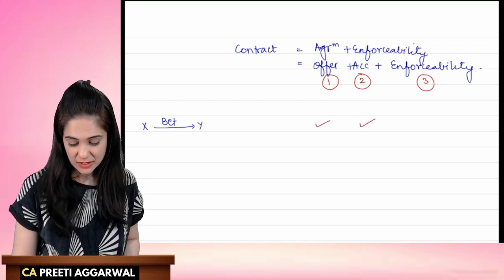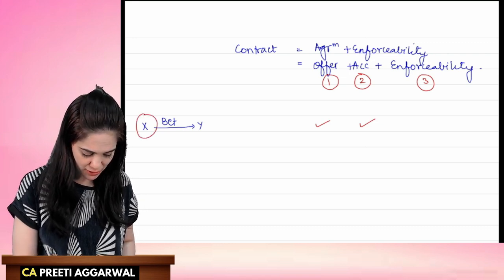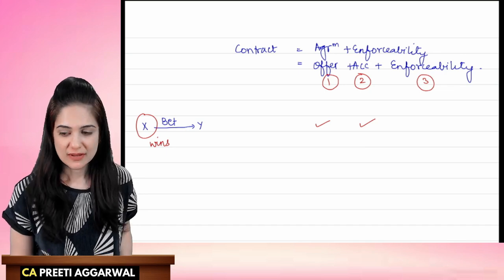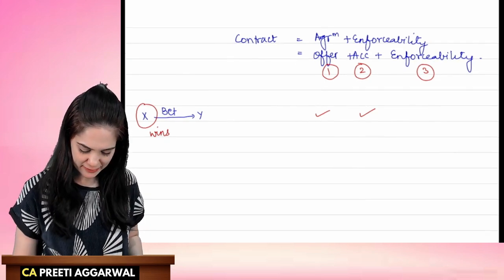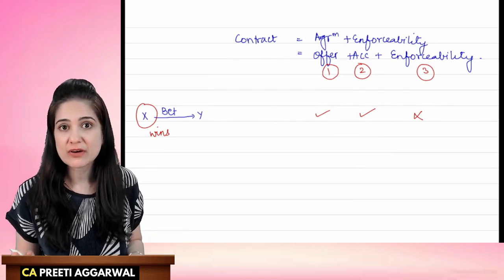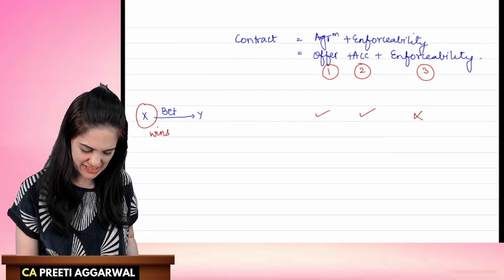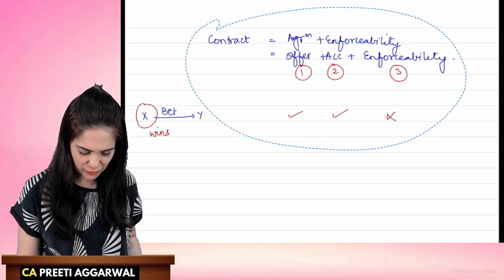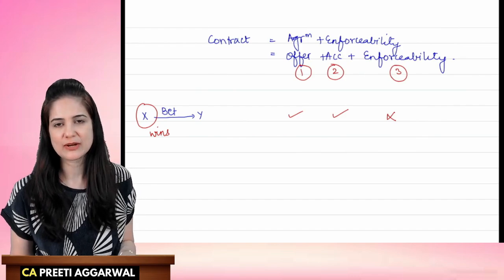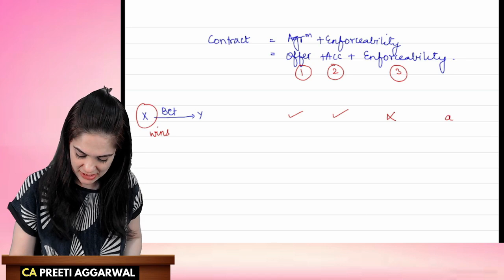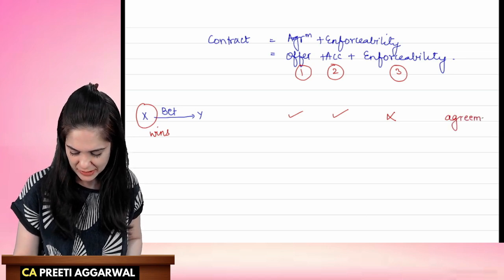Is there acceptance? Yes. But if India wins the match, X wins the bet. Y is not paying money. Can X recover that from Y? There's no enforceability. Will this be a contract? No, it's just an agreement. And that agreement has no value in the eyes of law. See, when you cannot file a case, law says, for me, it doesn't even exist. I'm not concerned. So this is just an agreement.